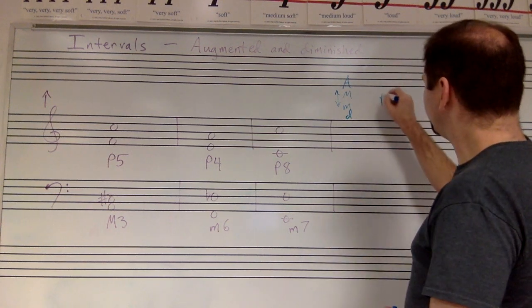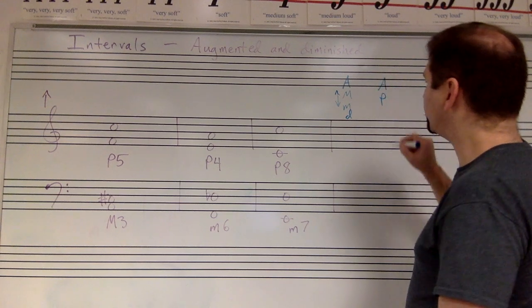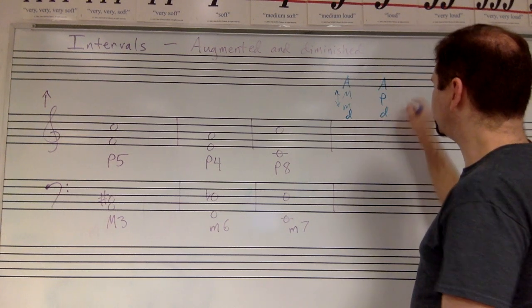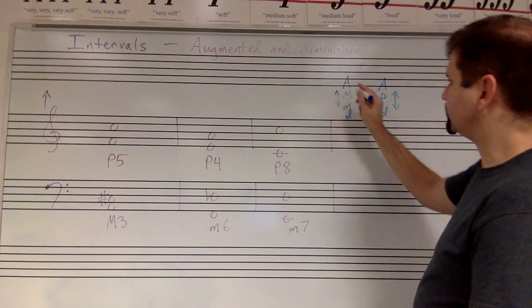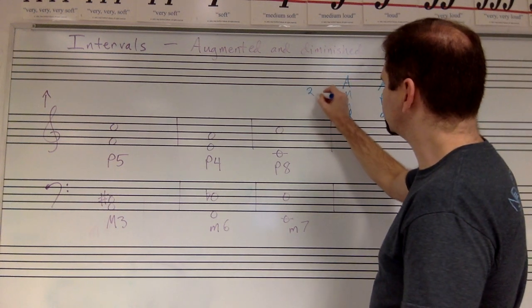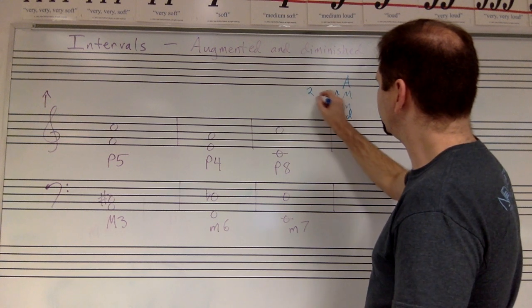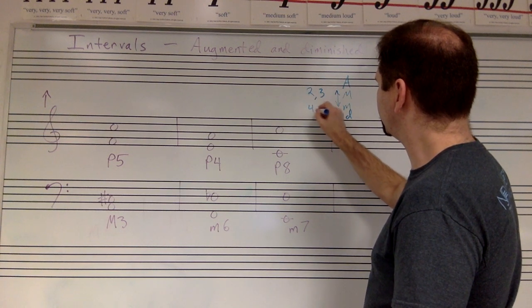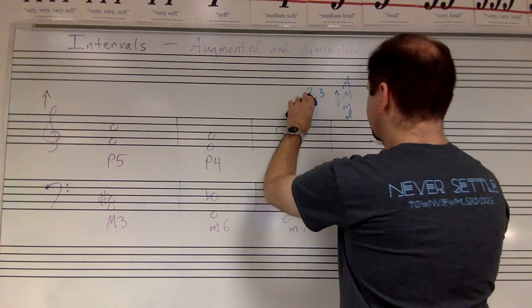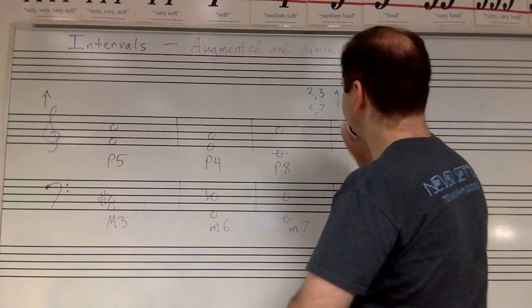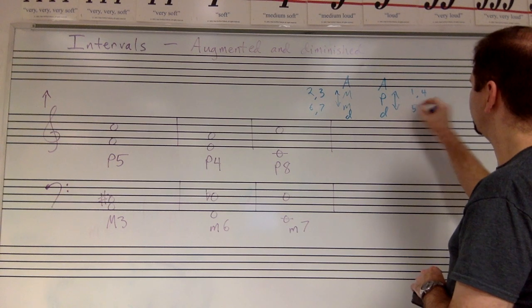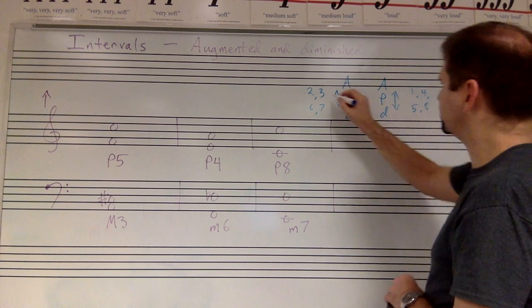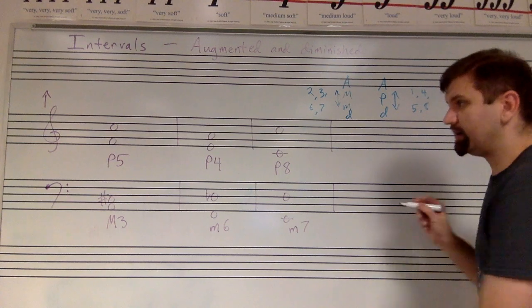The same is true with perfect intervals. If I make them larger, they become augmented, and if I make them smaller, they become diminished. Intervals are either in this group, these are my seconds, thirds, sixths, or sevenths, and these are my first, fourth, fifth, and eighth intervals. So just keep that in mind.